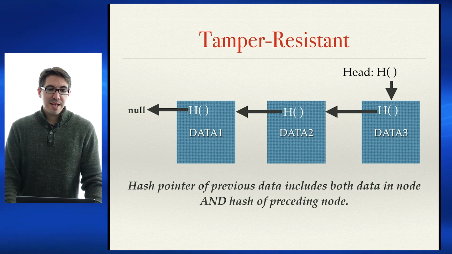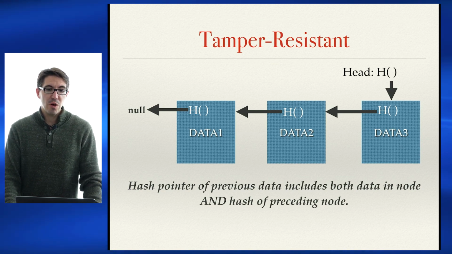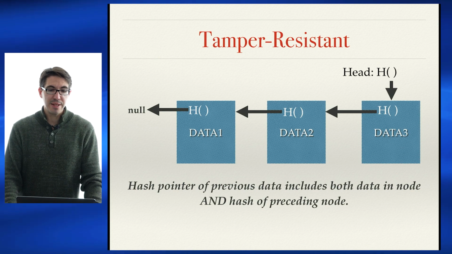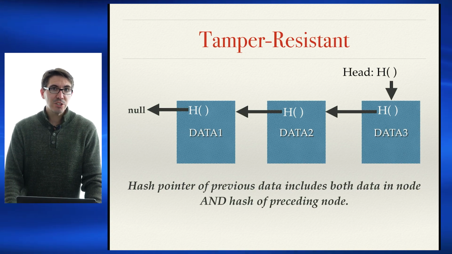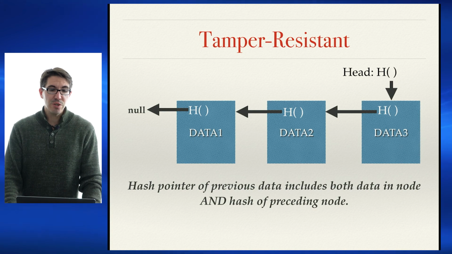So why is this tamper resistant? Well, recall that the hash pointer is taking the hash of all the data in the previous node that it points to. This also includes the hash of that previous node. So if we think of what data is stored in that first node on this slide, it includes both the hash of null as well as data 1.